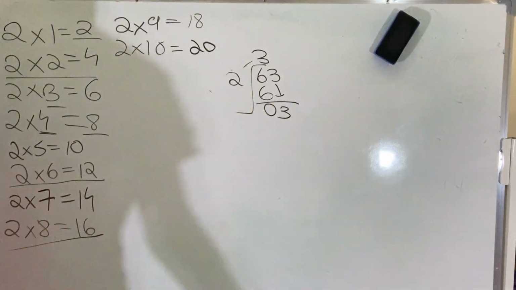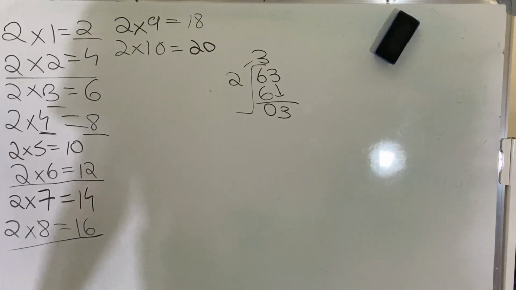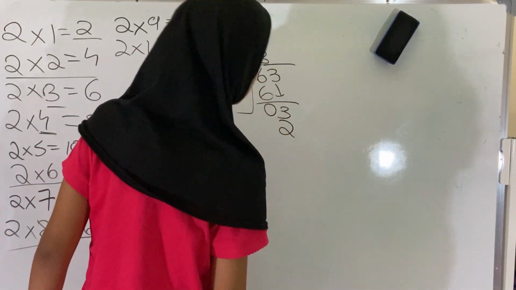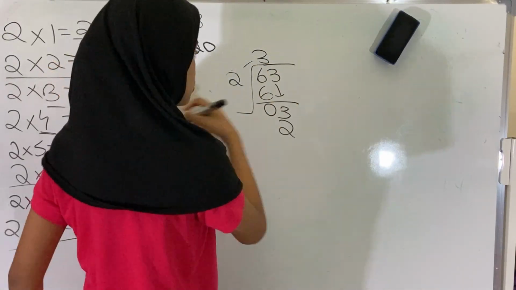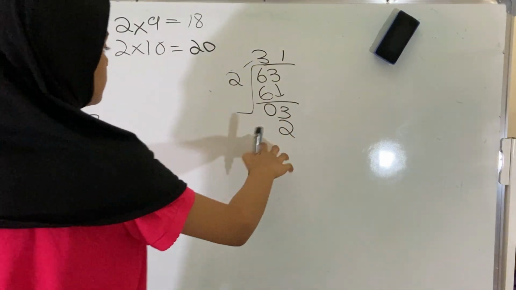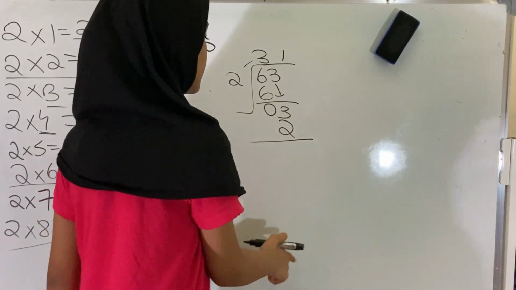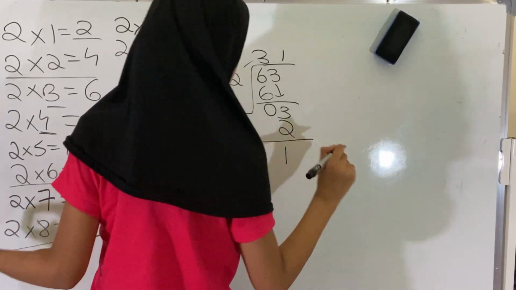And in 2 stable, is there a 3? No, it's not, but we do have 2 here. So let's write here 2. And we are going to get 2 in the 1 stable, and 2 into 1 is 2. I just wrote it early. Okay, now let's subtract it. 3 minus 2. 3 minus 2 is 1.